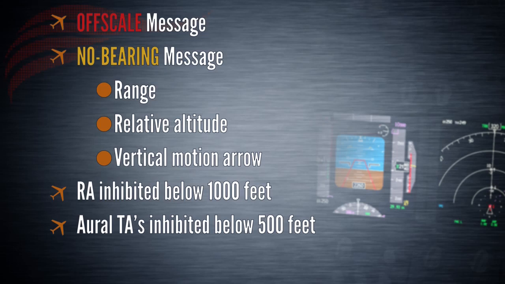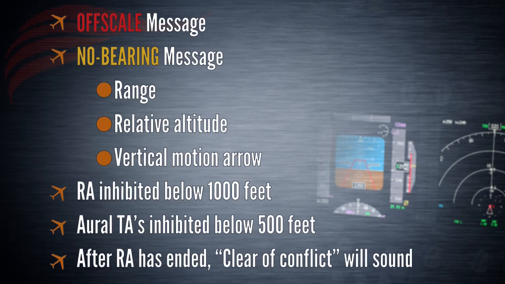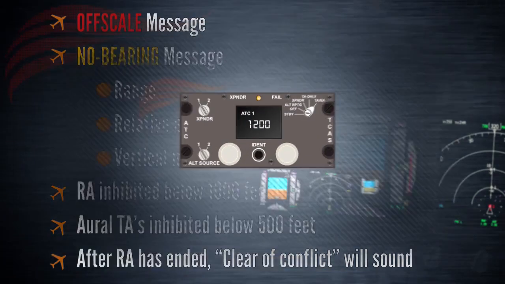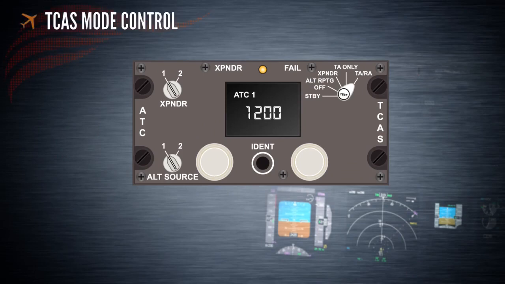After a resolution advisory traffic conflict has ended and traffic separation is increasing again, a clear of conflict oral message will sound, and all corresponding indications will disappear. "Clear of conflict." TCAS mode control is conducted from the transponder panel, located on the aft electronics panel. We will run through every control on this panel for familiarization.